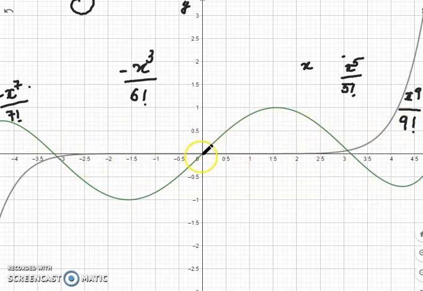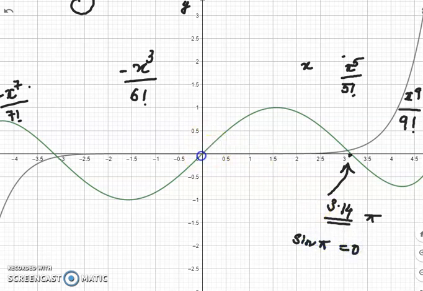This is the sine wave. When x equal to 0, the sine is 0. So when x equal to 180 degrees, sine is 0. So what is 180? This point is exactly 3.14. This is pi. So sine pi equal to 0.